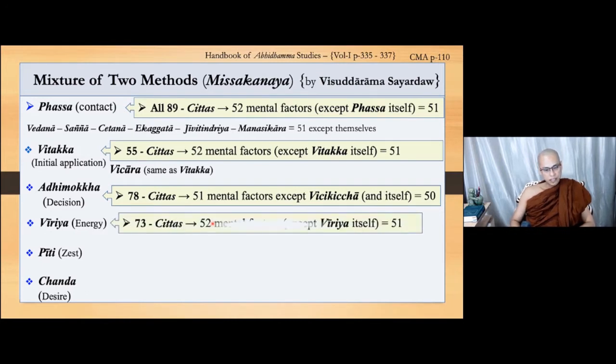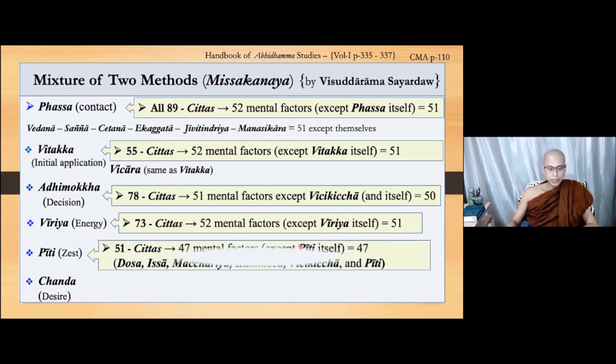And here I already wrote this for all mental factors for your study. But in our system books, even in the handbooks of Abhidhamma study, it does not write all for all mental factors. So here, Viriya, energy, arises with 73 consciousness. So there are 73 associated with 52, and if we take out Viriya, 51.